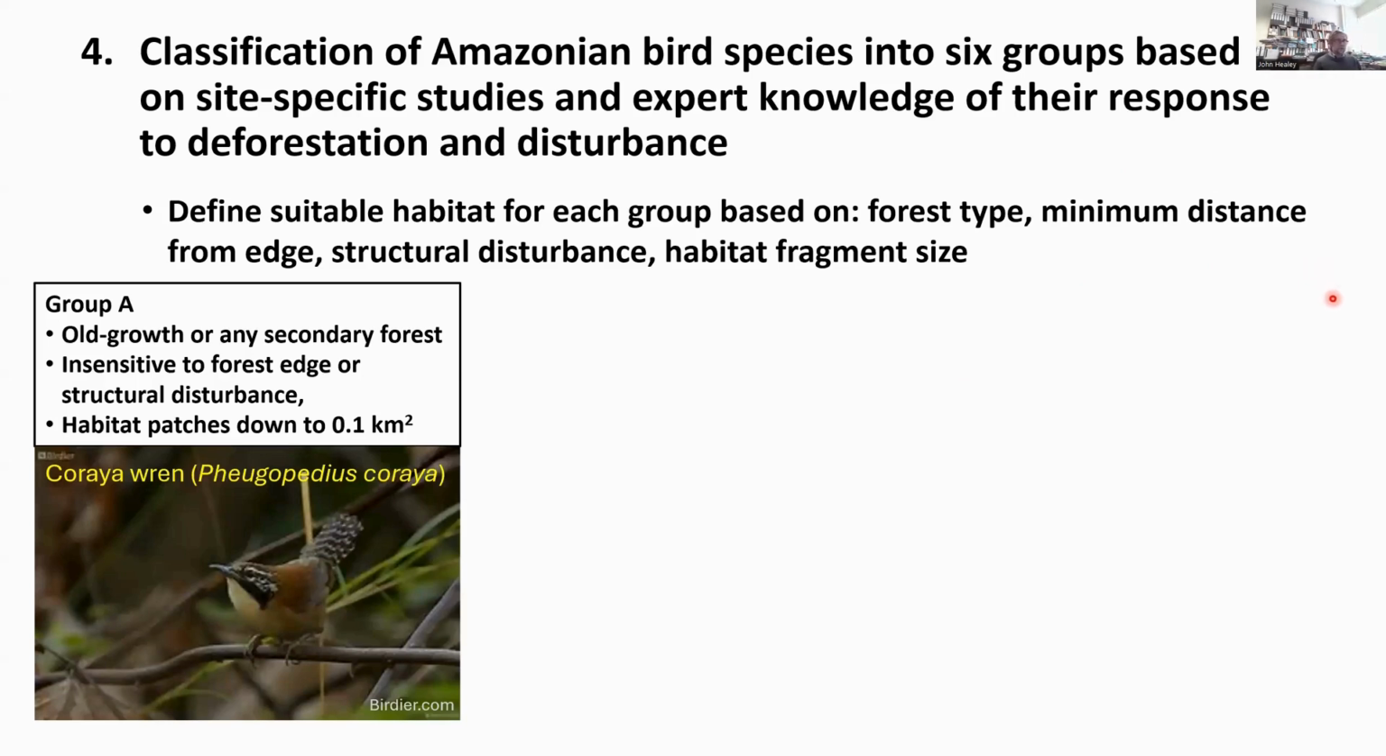Group A are those that are most tolerant of disturbance and degradation. They'll occur in any old growth forest or indeed any secondary forest. They don't mind using habitat right up to the forest edge or habitat that's severely structurally disturbed. And they've been observed to occur in fragments as small as 0.1 square kilometers, such as a Coraya wren here.